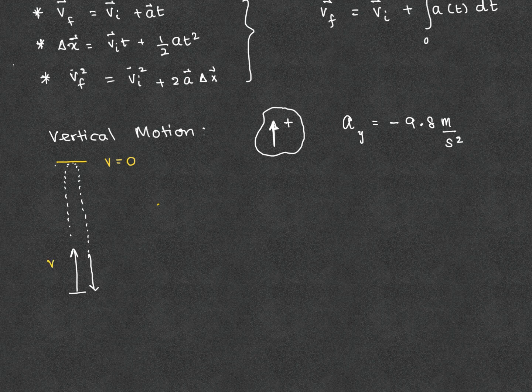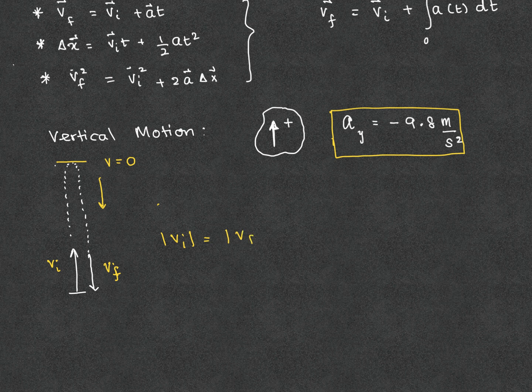So here you have an initial velocity vi, and it decelerates at 9.8 meter per second square, and then at the top it stops. After it stops, in the return trip, you can see the velocity is increasing. In a problem like this, if you just take this as the final velocity, the magnitude of the final velocity and the initial velocity are equal. The directions of course are different, but the magnitudes are equal because of the symmetry.